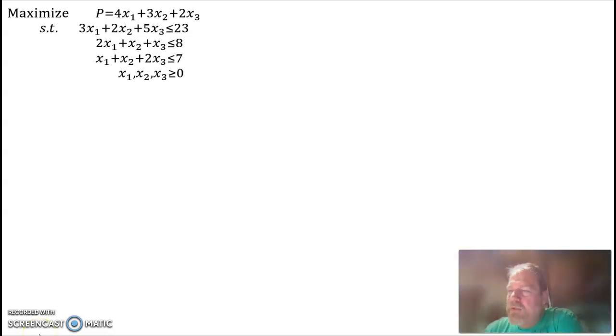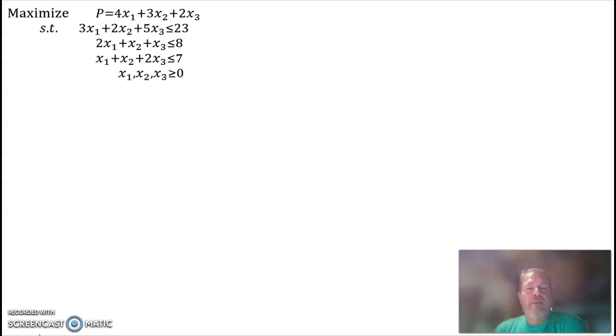All right, ladies and gentlemen, this is problem number 27 on page 314, section 6.2. It's a standard simplex method problem because the three constraints are all less than or equal to, and then we have this implied non-negativity constraint.